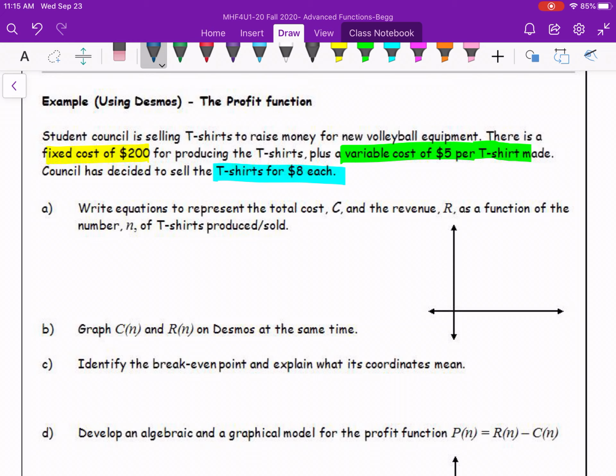So, the cost is going to be $5 per shirt, but there's also that $200 setup fee, right? So that's maybe to design it or whatever. That's the cost function. Here's the revenue function. They're going to get $8 for every t-shirt they sell.